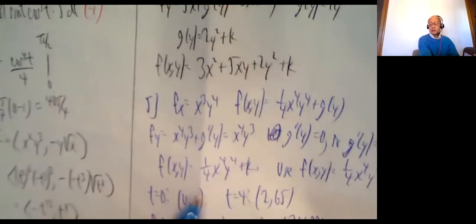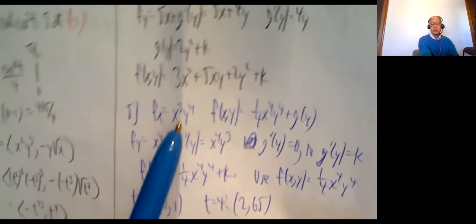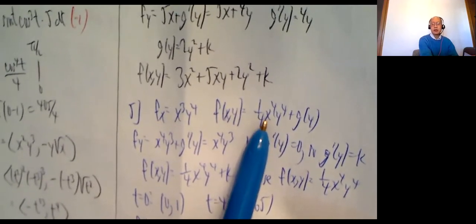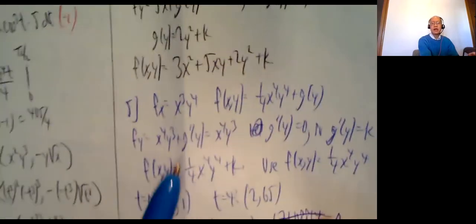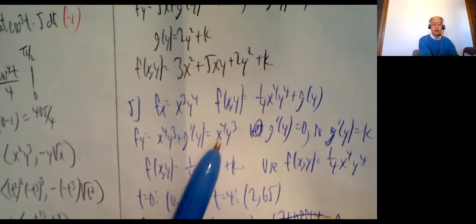Okay, number 5, find anti-gradient. So f_x is this, you're pretty much doing the same thing. So f of x, y is 1/4 x to the 4th y to the 4th plus g of y. Now I differentiate with respect to y: x to the 4th y cubed plus g prime of y is equal to x to the 4th y cubed.